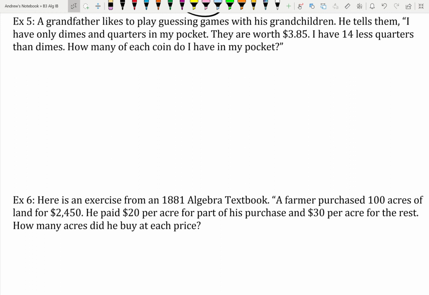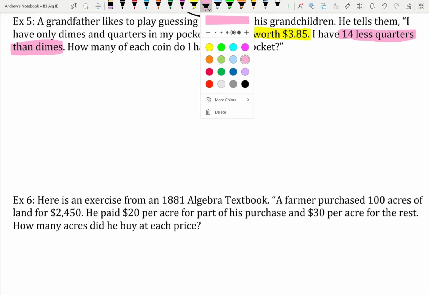Alright, so what we're going to do is set up a system of equations that'll help us figure this out. There's a lot of different moving pieces going on here. We know that we only have dimes and quarters to worry about. We know that altogether they're worth $3.85. We also know a little bit about the numbers of each: he has 14 fewer quarters than dimes. We're trying to figure out how many of each coin he has in his pocket.